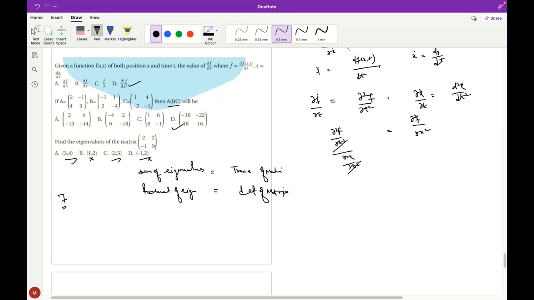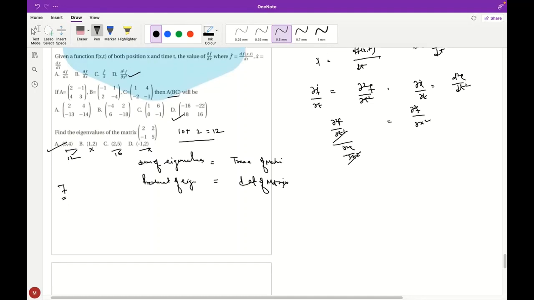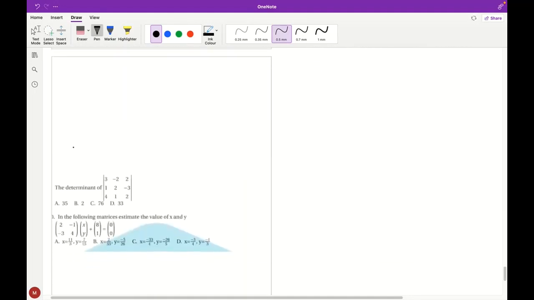Now find the determinant. Determinant will be 10 plus 2, which is equal to 12. So now the product of the eigenvalues, 3 into 4 equals 12, and 5 into 10 equals 10. So this answer will be correct. Now come to another question. Here we have to find only the determinant. So expand this determinant with respect to the first row.